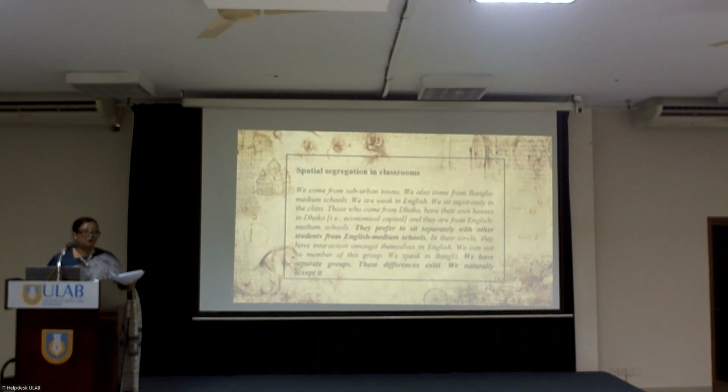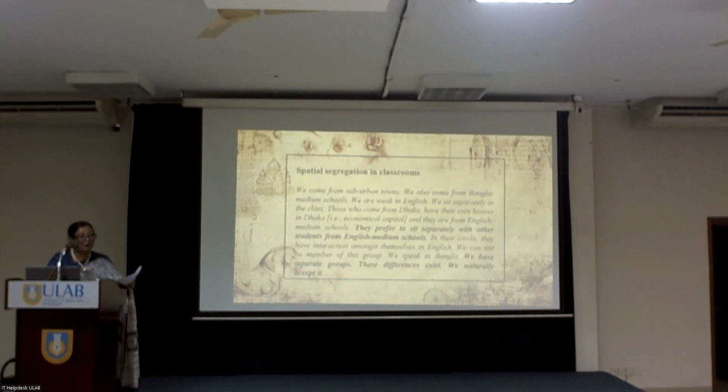Then there is another classroom, this time in a public university. A participant told me that there was spatial segregation in the classroom. Perhaps you also experienced it. One of the participants says that we come from suburban towns, we also come from Bangla medium schools. You have to ask yourself these questions: whether your classroom space is shaped by financial condition, educational background, demographic location, and if you do, next time you have to ask yourself how.